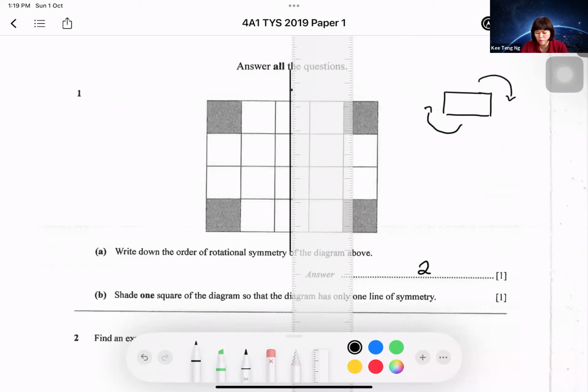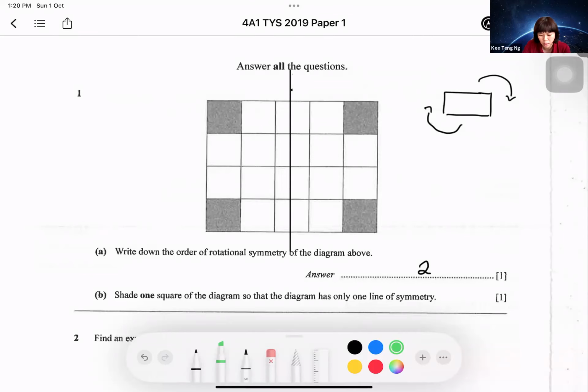But if I do not put this in the middle, I'll shade the square somewhere at the corners. Actually in the middle also can, but anyway along the line. If I shade this square, then this will have one line of symmetry and no other lines of symmetry, because it's only on one particular side of the figure. So in this case, I'll shade this square to be my square.